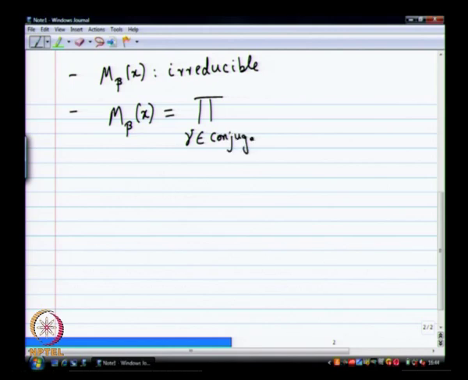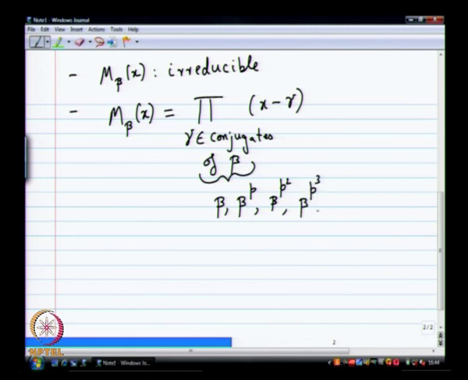conjugates of beta of (x minus gamma). So what are the conjugates of beta? It is basically this set: beta, beta power p, and then you raise beta power p to the power p. So you would get beta power p squared, and then beta power p cubed, and so on. Eventually of course this will repeat, so wherever it repeats you simply stop, you do not include the repetition. It will come back to beta once, so you stop wherever it repeats. That is the way you define conjugates.